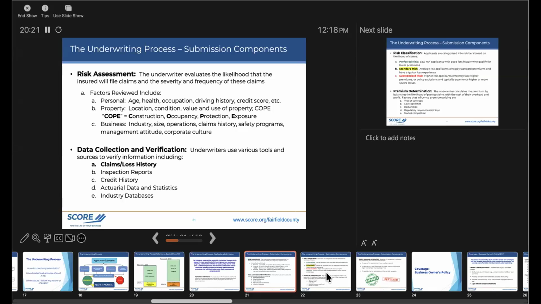And of course, what business you're in, the industry, your size, the operations, your claims history, very important because underwriters use past claims history to assess and determine what they feel the future will be. Safety programs, management attitude, corporate culture.